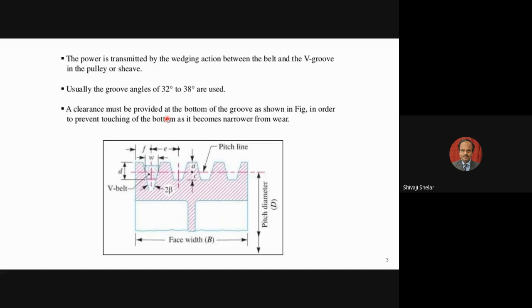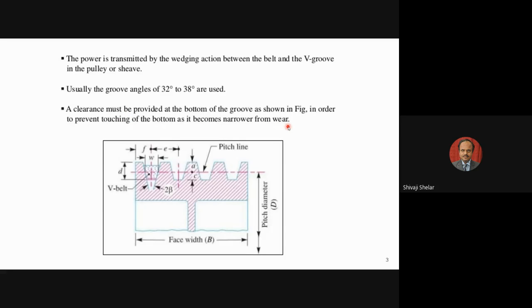Then the clearance must be provided, which I have already talked about. The clearance must be provided at the bottom of the groove here. This is the bottom surface of your belt, and this is the bottom surface of the V groove. So there is a small clearance here. That is called the working clearance, and it has to be there. A clearance must be provided at the bottom of the groove as shown in the figure, in order to prevent touching of the bottom as the belt becomes narrower from wear.